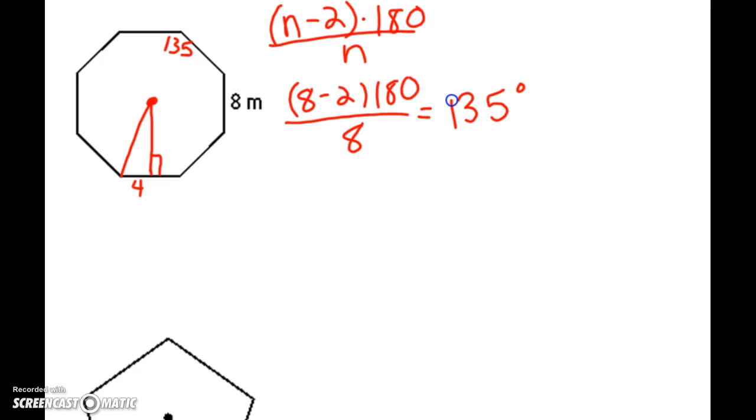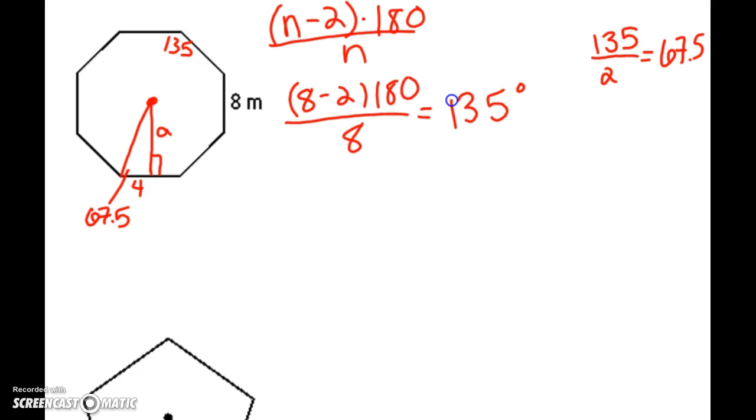I know that this angle has to be half of 135. Well, 135 divided by 2 gets me 67.5. So this angle is 67.5. I'm going to have to use trigonometry to find my apothem.